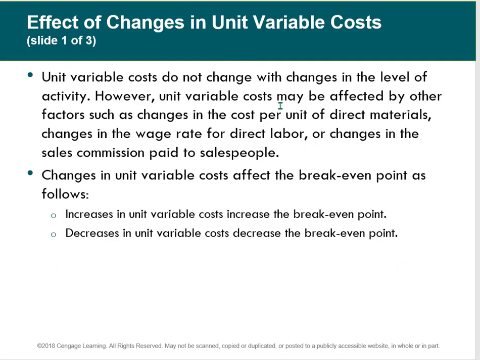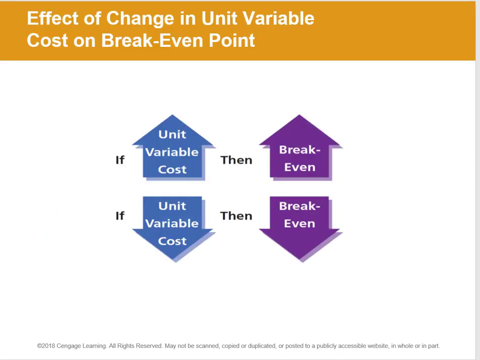So variable costs do not change with changes in the level of activity, but they might be affected by other factors, like your variable cost for direct materials might change, or the labor rate might change, or the commission that you're paying to salespeople. Changes in unit variable costs also affect the break-even point. If the variable costs increase, break-even increases. And if they decrease, break-even decreases. Okay? Just like fixed costs. And it's common sense. If you think about it a little bit, it makes sense.